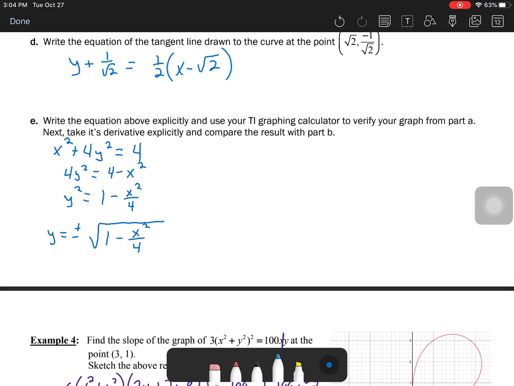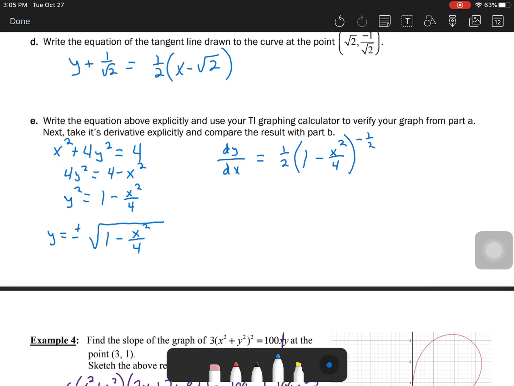Okay, so if I'm going to do the derivative of this now, my dy dx would then equal, so this is technically to the 1/2 power right here. So if I bring down a 1/2, then I would have 1 minus x squared over 4 to the negative 1/2.